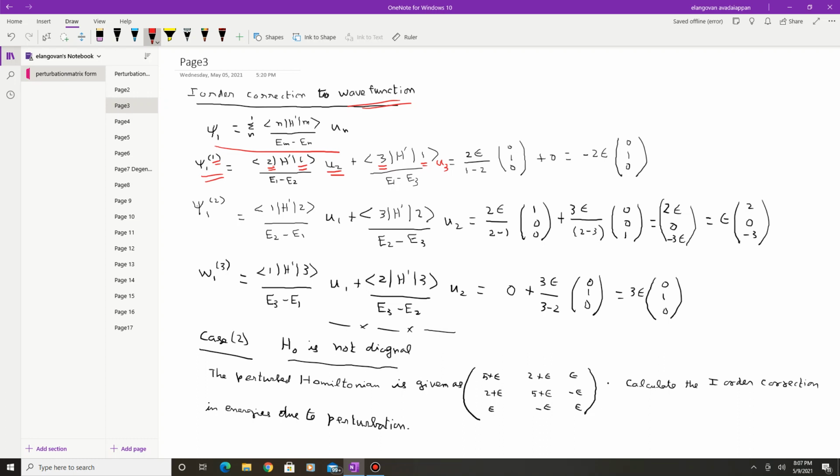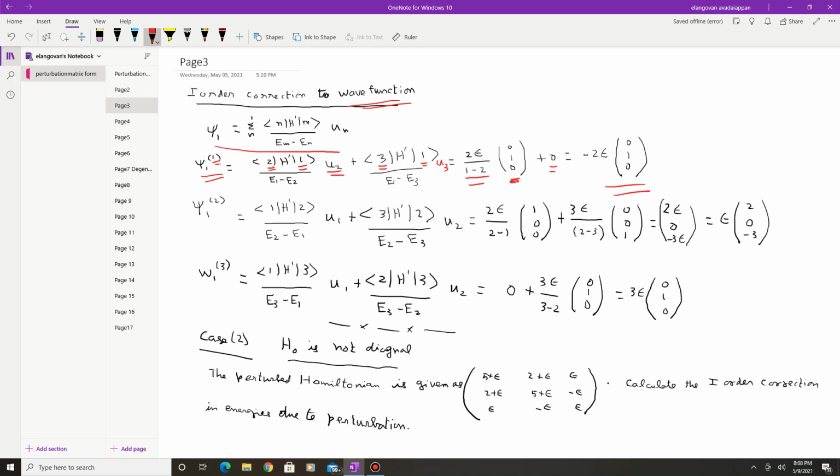Now for H' |1⟩, we have already drawn H' |1⟩. So this state we have already evaluated. U2 is 0, 1, 0. This is U2, and E1 is 1, E2 is 2. So these values you can substitute, plus here 3H' 1 we have already, which is 0. So the second term is 0. Once you simplify, this is the correction of the wave function for the state 1.